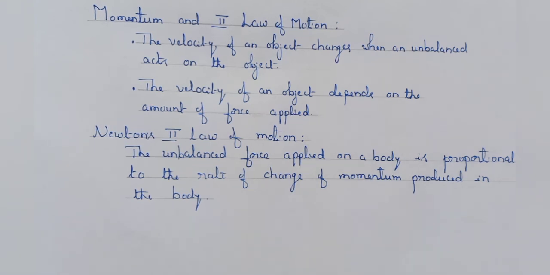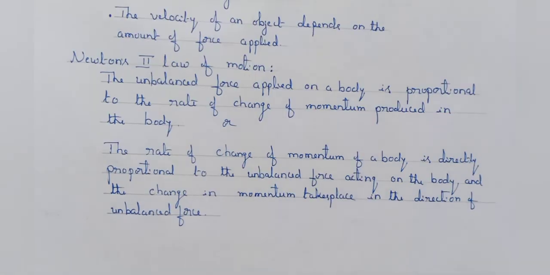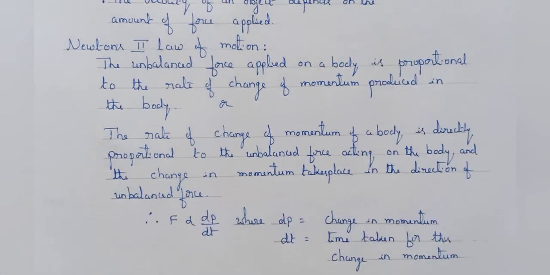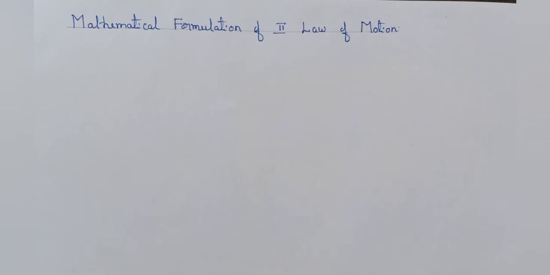It can also be stated as the rate of change of momentum of a body is directly proportional to the unbalanced force acting on the body, and the change in momentum takes place in the direction of unbalanced force. Therefore, F is proportional to dp by dt, where dp is equal to change in momentum and dt is equal to time taken for this change in momentum.